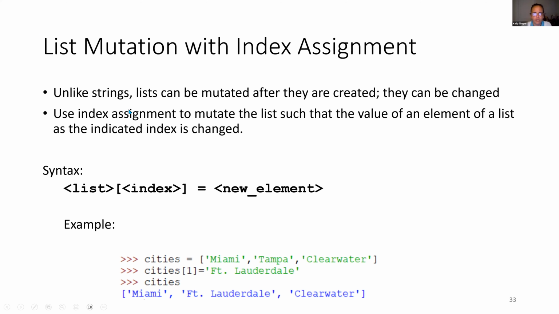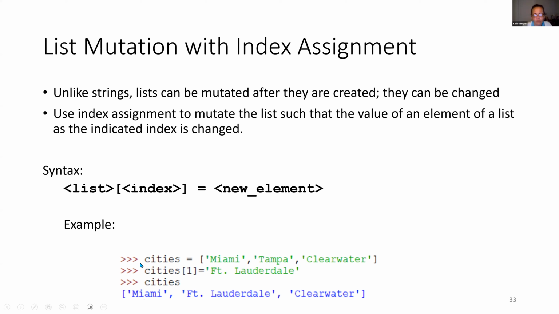List mutation with index assignment. So unlike strings, lists can be mutated after they are created. They can be changed. You can use an index assignment to mutate the list such that the value of an element of a list at the indicated index is changed. So we have list of index equals new element.